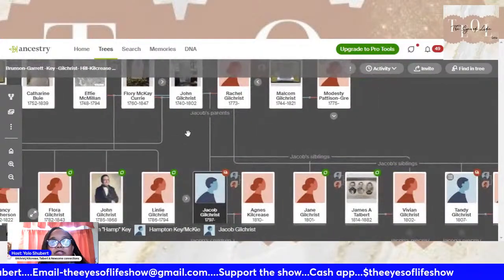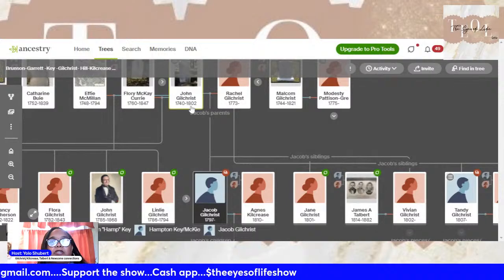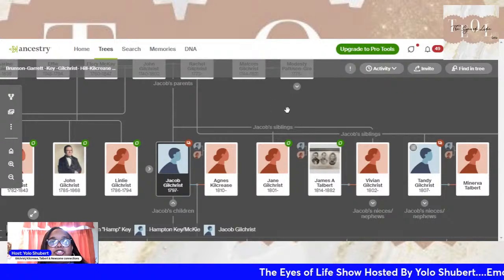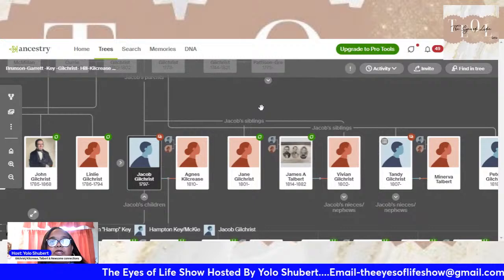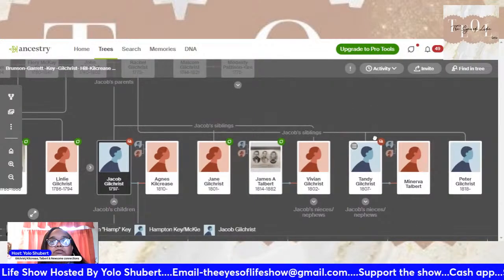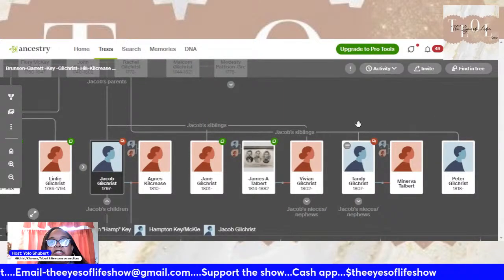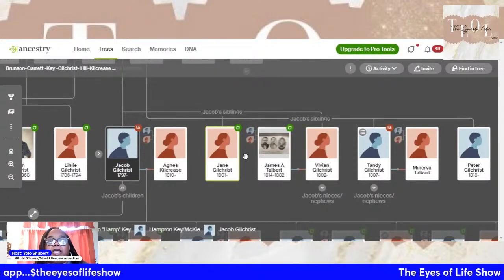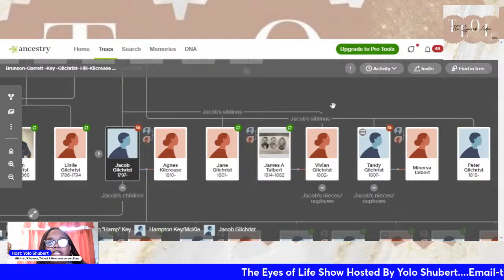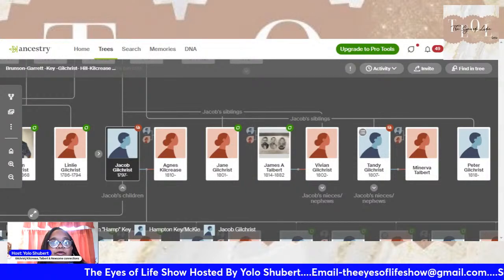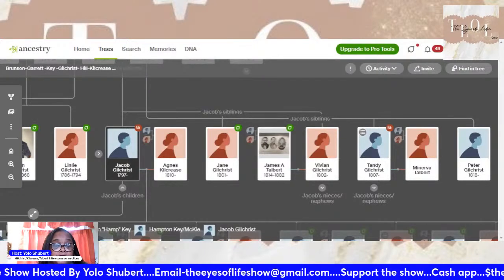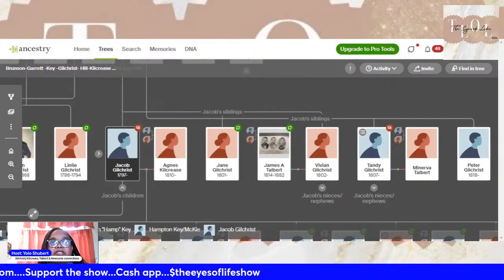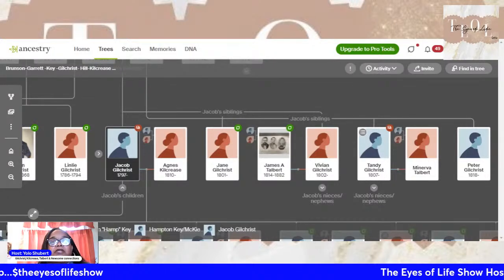So Rachel has several kids, okay? Three of them with John Gilchrist. One son is Jacob. Jacob is the oldest child. And then Jane. Then it's Vivian. Then it's Andy. Then it's Peter. Well, a lot of us don't realize that Jacob, Jane, Vivian, Andy and Peter were related. A lot of us have not done our history that far back. So when you look at that, that is how the Gilchrist family and the Talberts connect.